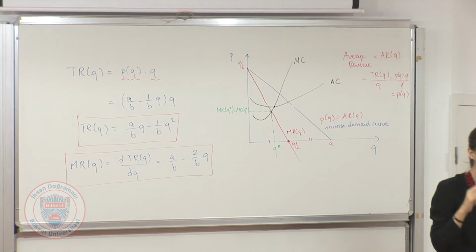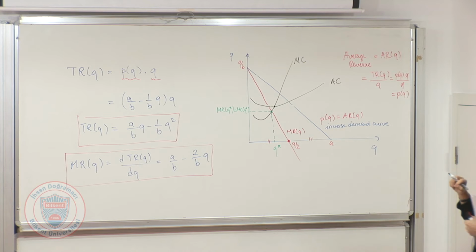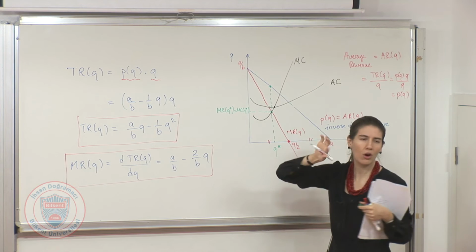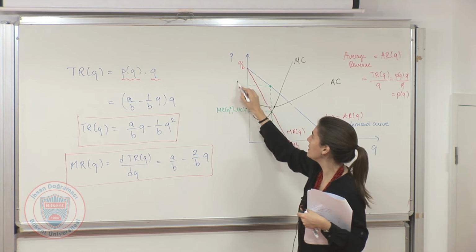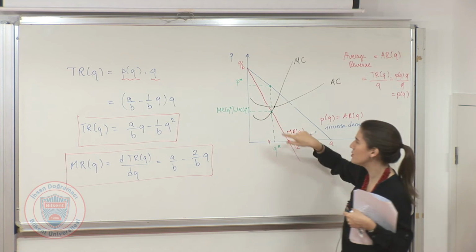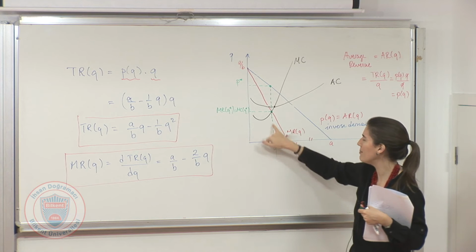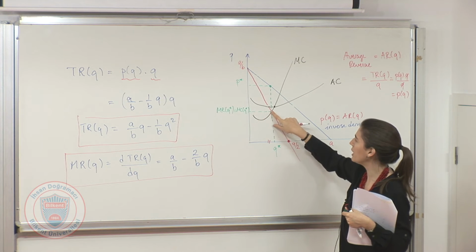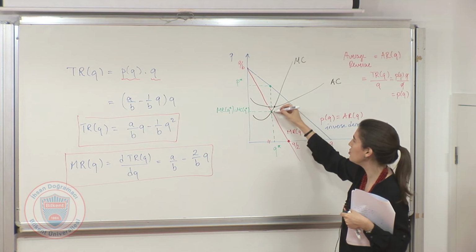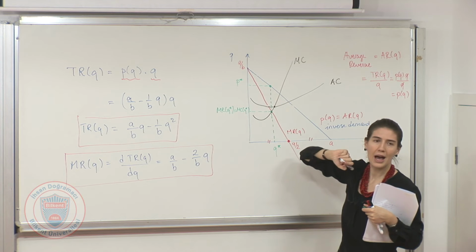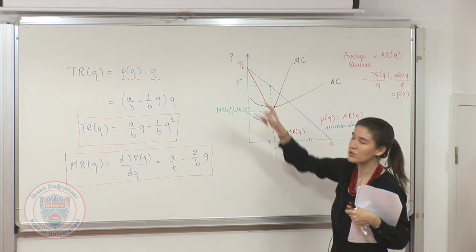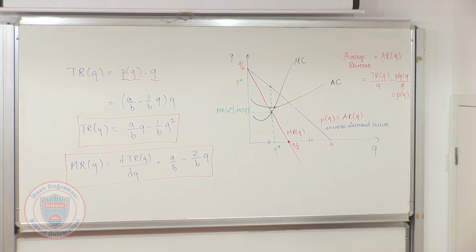But in order to find the price, what I do is go up to the demand curve, or the inverse demand curve, and this is going to be my price. Sometimes students get confused and say, oh, hocam, they're equal here, so this is the price. No, this is not the price. In order to find the price, you should go up to the demand curve at that quantity to get the profit maximizing price level.